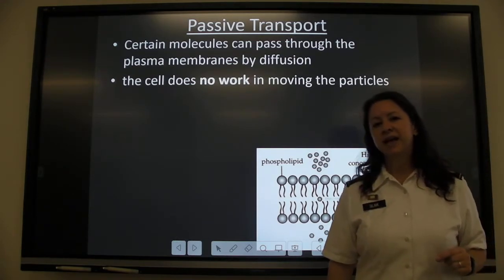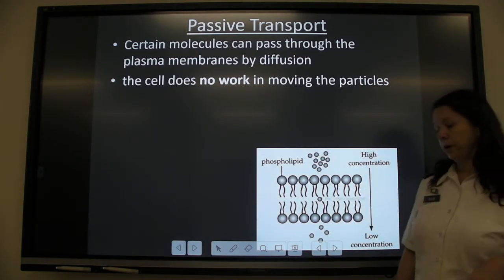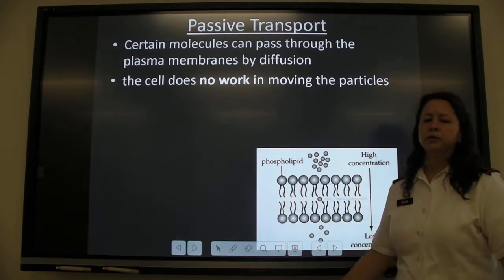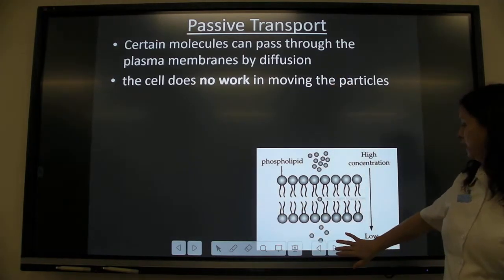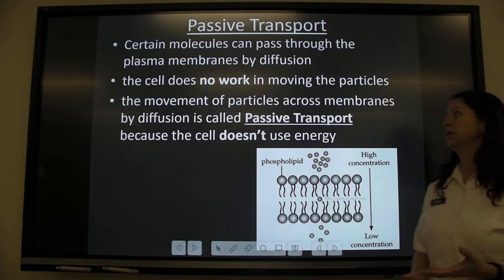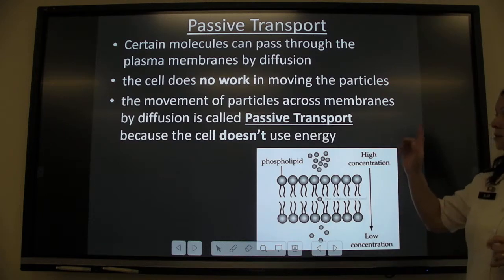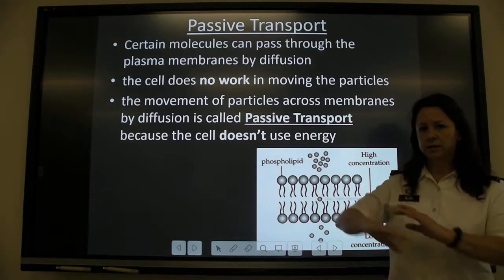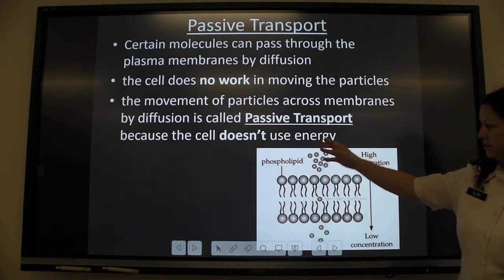Since the cell does no work in moving those particles, they're just going to move. The cell doesn't have to do anything. The cell can just sit there and stuff is going to go in and out when you're talking about diffusion. So the cell is not using energy, and since it's not using energy, the movement of particles across the membrane by diffusion is called passive transport, because the cell doesn't use any energy. Things are just going to float through the cell membrane.